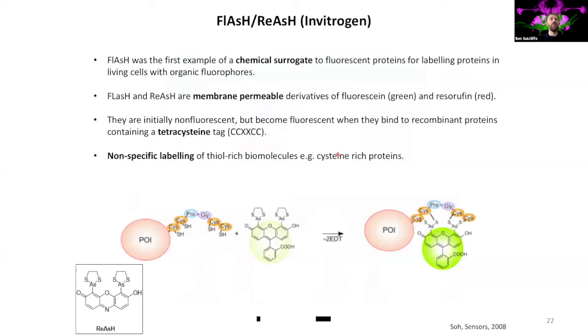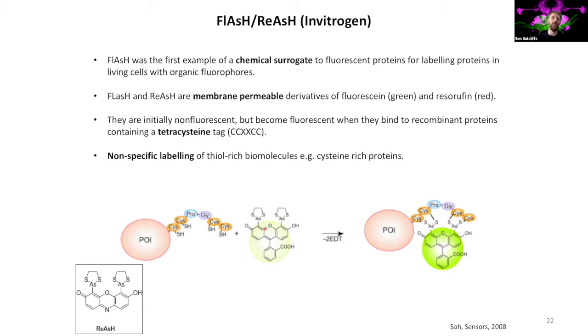So from Invitrogen, you can get FlAsH and ReAsH. So these are membrane permeable derivatives of fluorescein, and resorufin, which is the red version, or ReAsH. And they're initially non-fluorescent, but become fluorescent when they bind to a recombinant protein containing your tetracysteine tag, so this tag here. So you can have your protein with the tag on it, and when you add FlAsH or ReAsH, you don't see anything until it binds to the protein of interest.